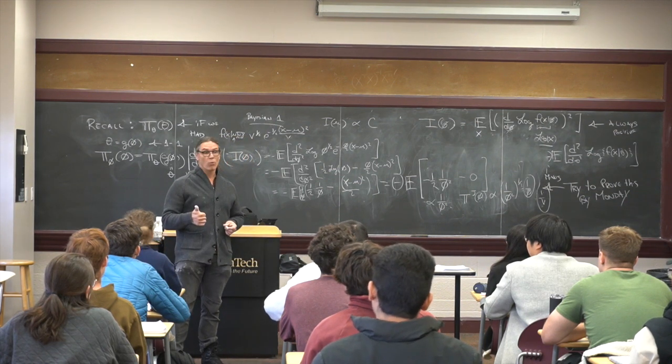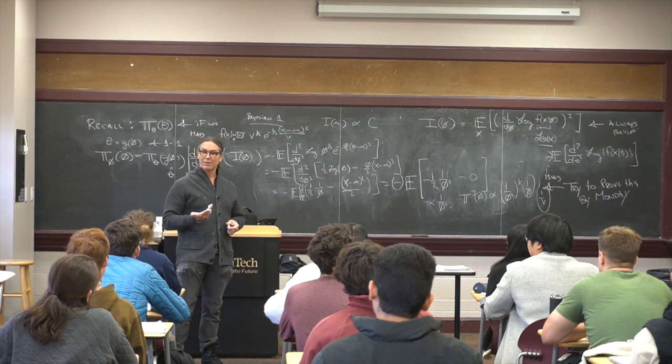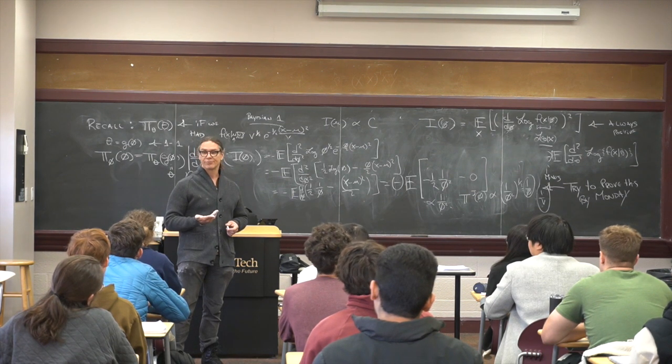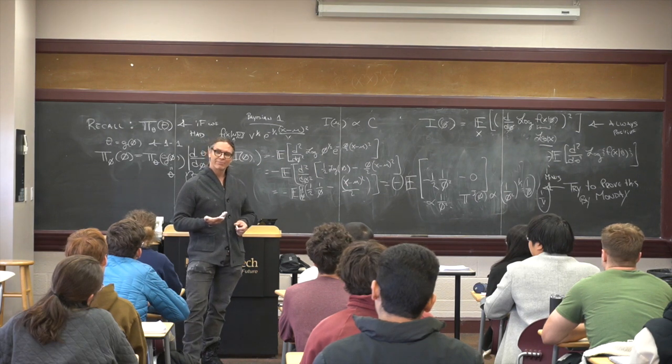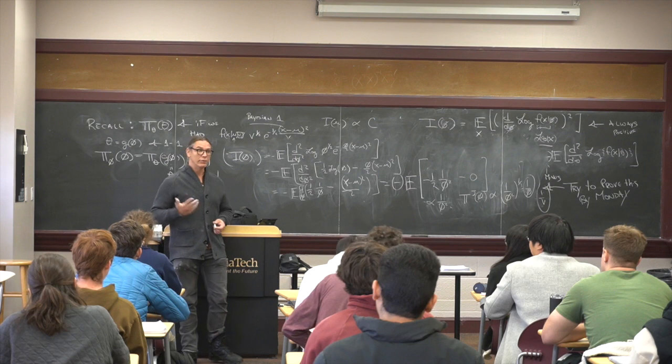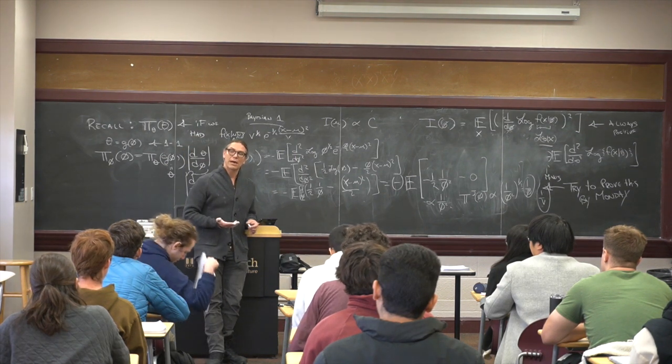I'll leave you with one more thing. The Jeffreys prior for a binomial distribution, what do you think it is? Beta half half. So that's where that comes from. So it's automatic, and there are other good properties that we get out of that.